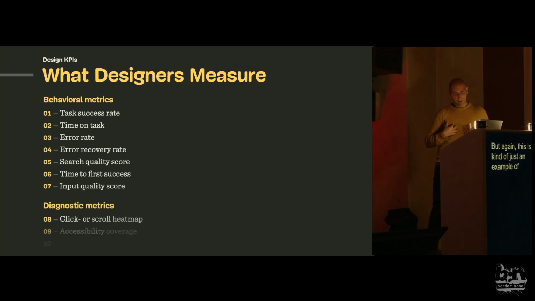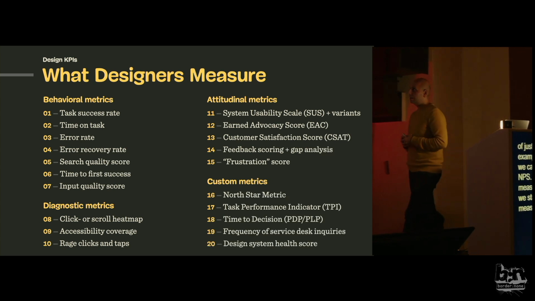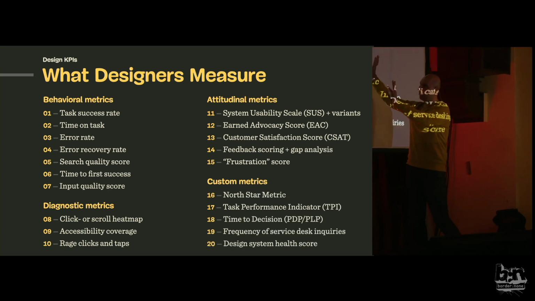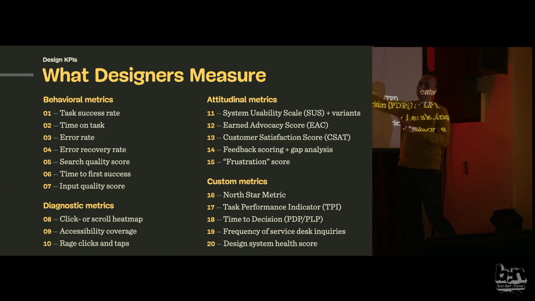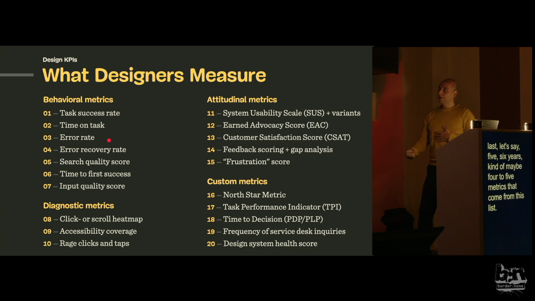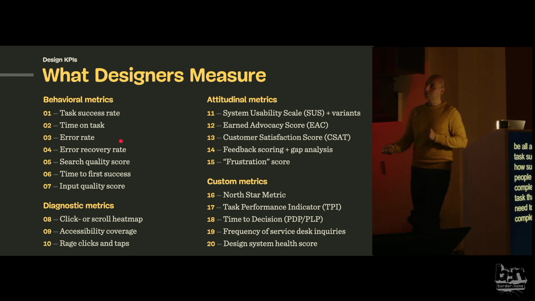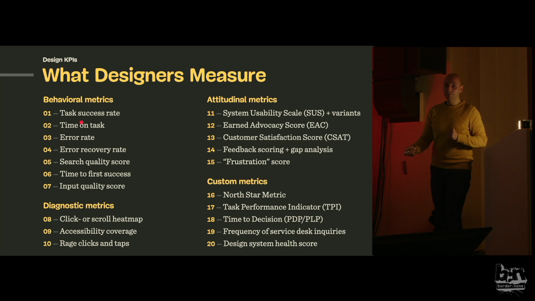What we started measuring over the last, let's say, 5-6 years, maybe 4 to 5 metrics that come from this list. Most of the time, it will be all around task success, how successful people are in completing the tasks that they need to complete, the time they need to actually get it done. Sometimes, depending on the project, you will want to track how many errors people make and how quickly people recover from those errors. But these two will always be a part of what I'm going to include.